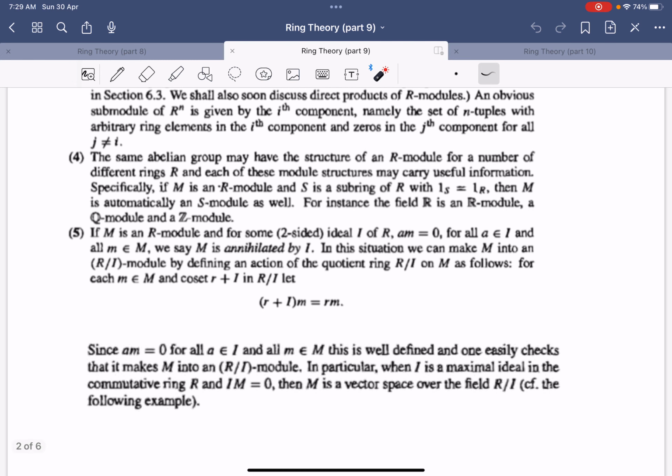And if I is a maximal ideal and IM equals 0, then M is just a vector space over the field R/I. And you can see from this how we get that defining action.